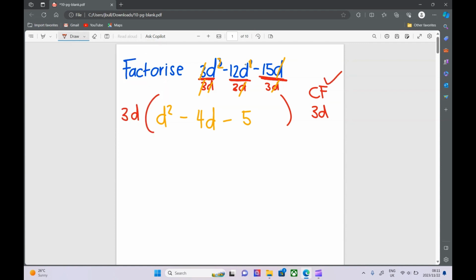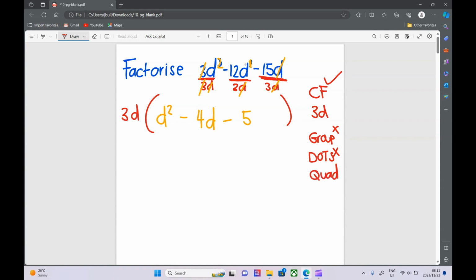So we've done common factors. Groups, we don't have any. Next, do we have dots? So do we have the difference of two squares? We've only got one square number, so we do not. So the last thing we can check for is, do we have a quadratic?